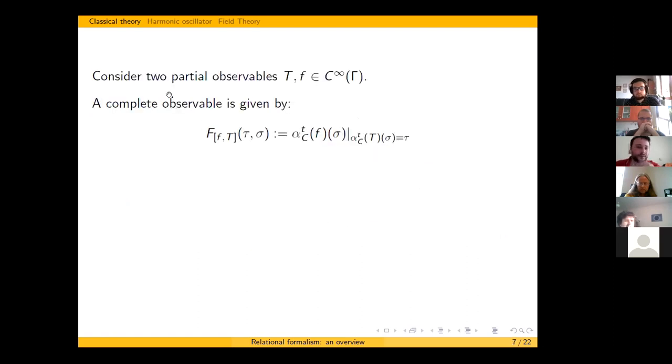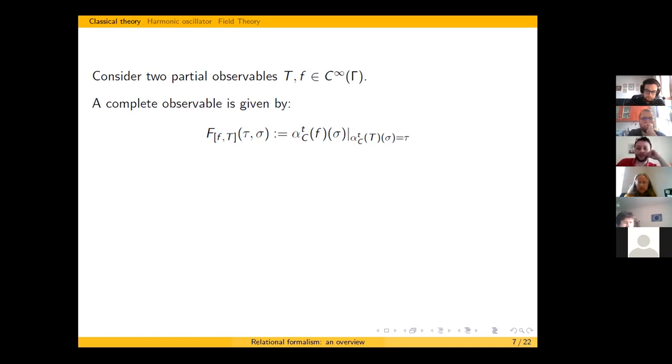Okay, so again, we consider two partial observables, say T and F. A complete observable, which we denote by this capital F, involves these two partial observables at the point sigma. So what would be an example of two smooth functions which are not partial observables?